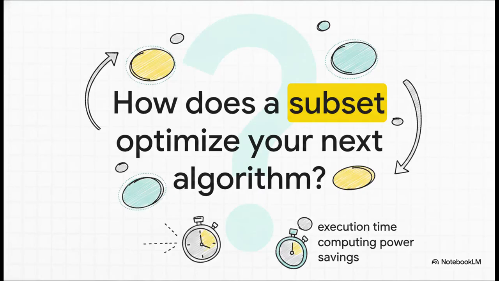To wrap up this explainer, let me leave you with this provocative thought. If you recognize that a coding problem is asking for a subset, and therefore it definitely doesn't require maintaining order or sorting, how much computing power and execution time could you save in your next technical assessment? Understanding the exact boundaries of these words isn't just about sounding smart in a meeting. It is about fundamentally optimizing how your code runs.